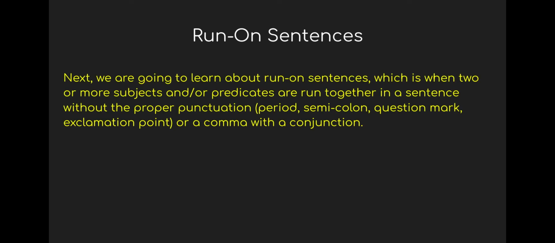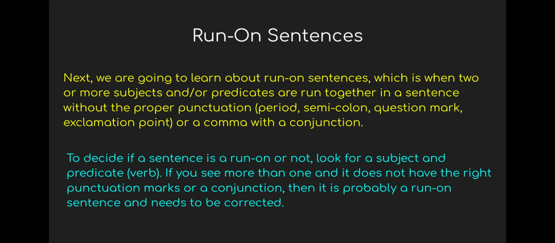All right, so we're going to learn about run-on sentences today, which is when two or more subjects and/or predicates are run together in a sentence without the proper punctuation. So you're missing a period, a semicolon, a question mark, an exclamation point, or even a comma with a conjunction. To decide if a sentence is a run-on or not, look for a subject and predicate. If you see that you have more than one of either one of these and it doesn't have the right punctuation marks or conjunction, then it's probably a run-on sentence and needs to be corrected.